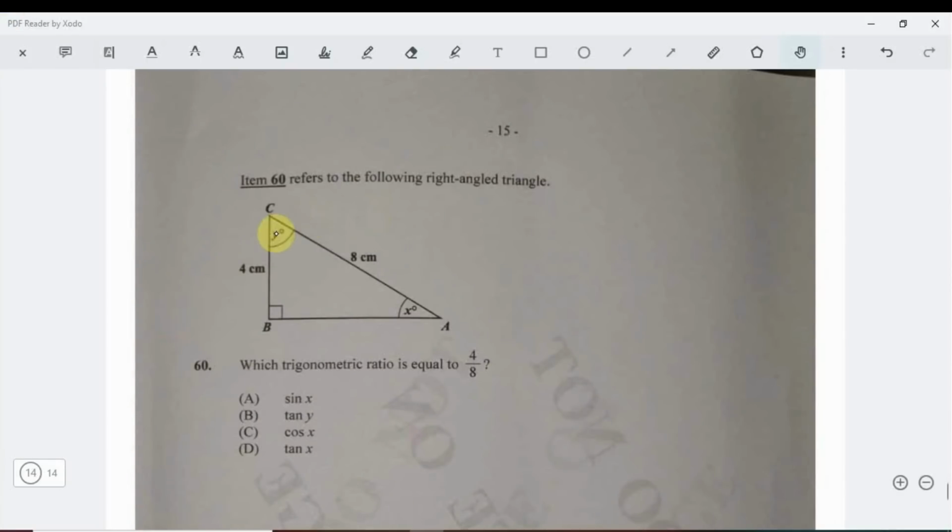Alright, question 60, it says, which trig ratio is equal to 4 over 8? So this is 4 right here, and this is 8. If we're talking about x right here, if this is the angle, then 4 would be opposite to that angle. So the sine of x would be equal to the opposite 4 over the hypotenuse of 8. So it has to be sine x. That's option A. And that completes the January 2022 paper.